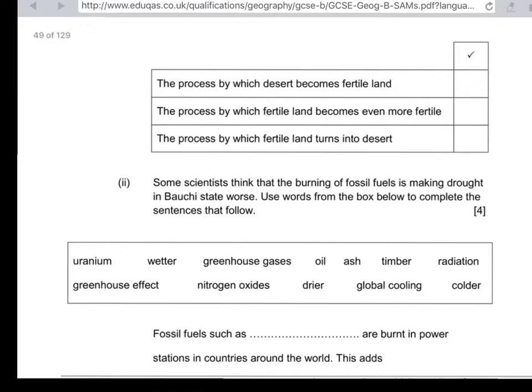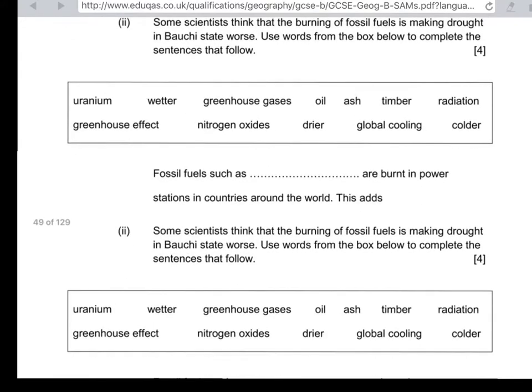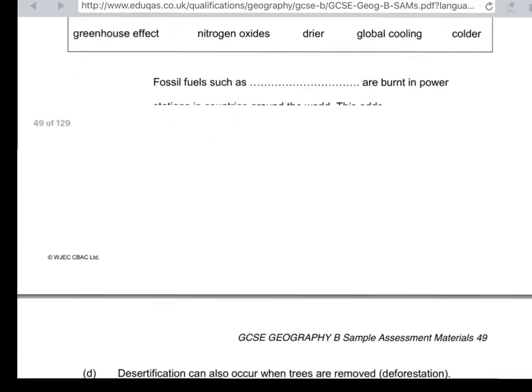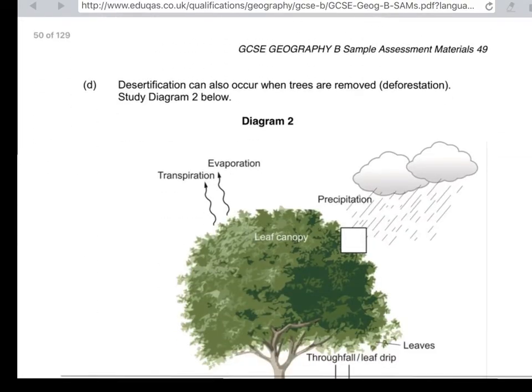So basically use these words to fill that in. Fossil fuels such as, I imagine, coal would be there somewhere. Oil, sorry. Are burnt in power stations. This adds carbon dioxide, greenhouse gases to the atmosphere, trap heat from the sun, known as the greenhouse effect, and so on. So again, it should be fairly straightforward for you. This section A isn't about trying to trick you particularly.